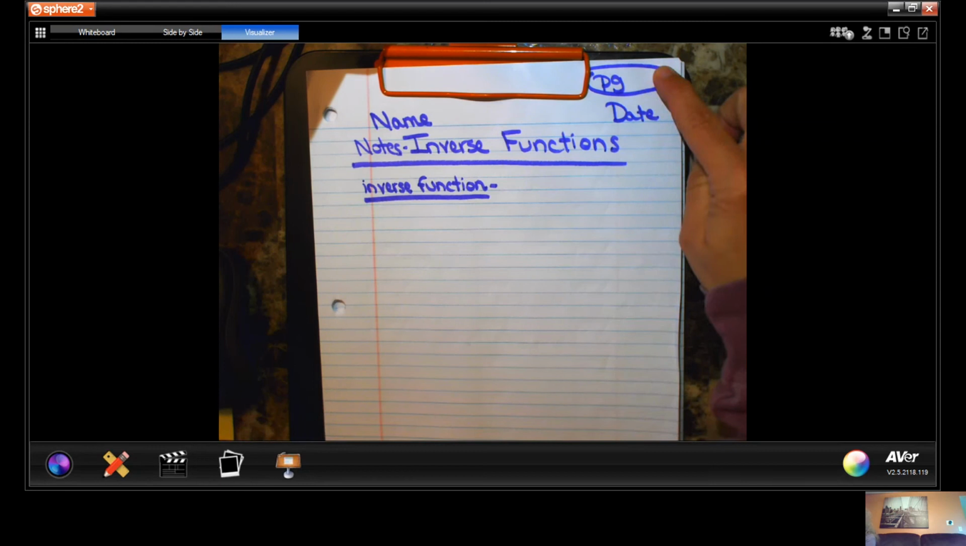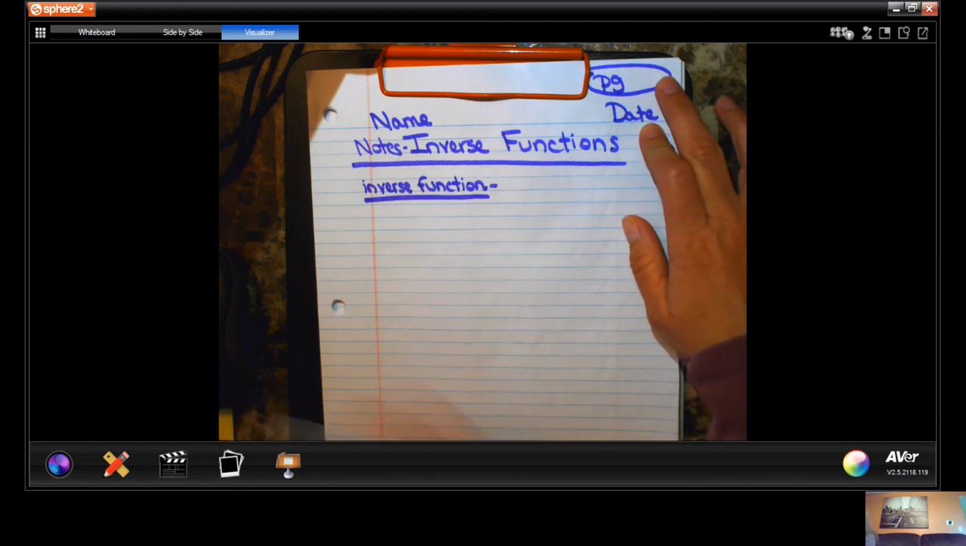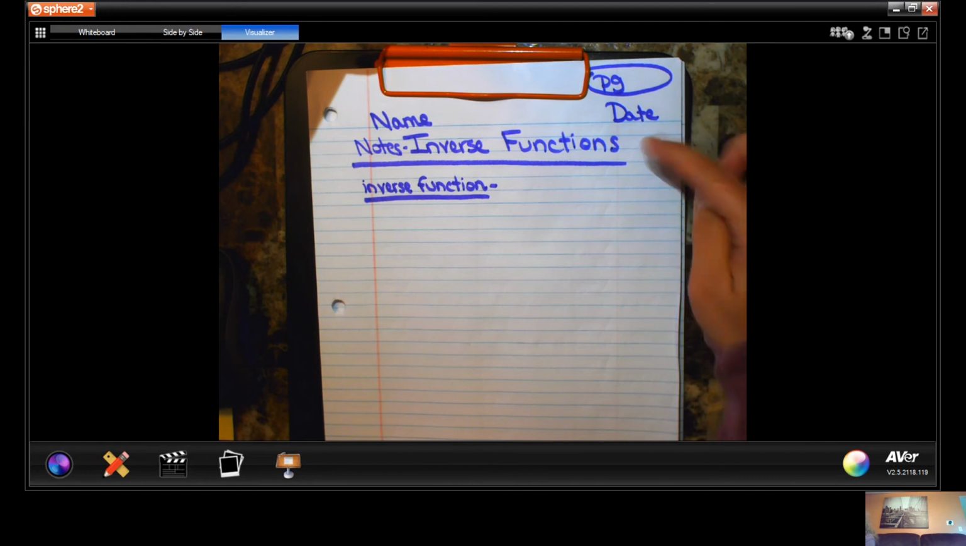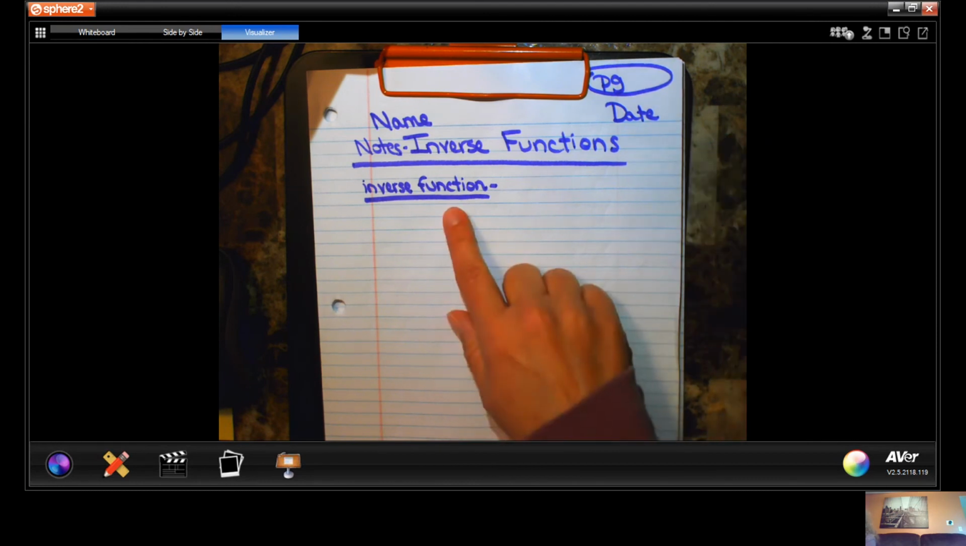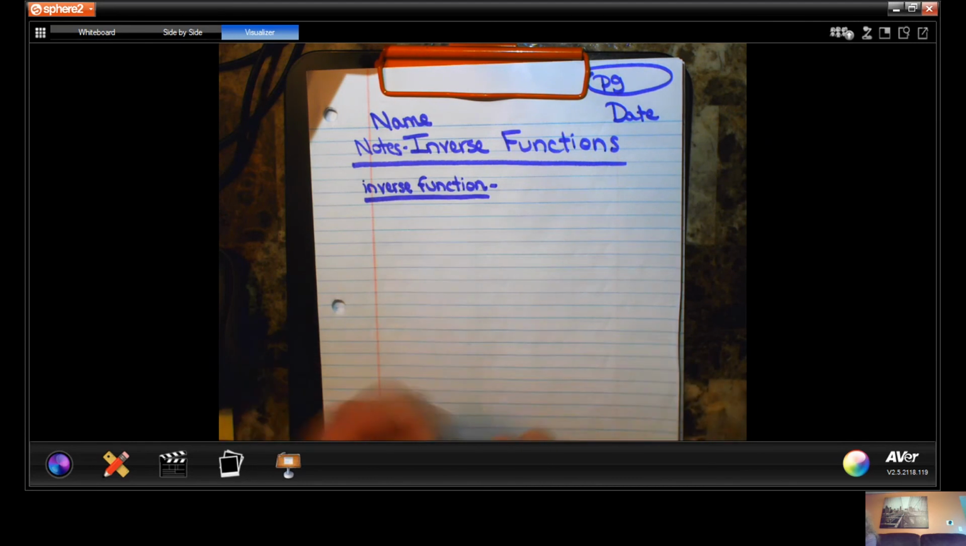Today we're going to talk about inverse functions, so please make sure that you have your page number, the name, and the date. You can always get the page number when you join our class virtually. In the title of the notes, write inverse functions. We're going to start off with the definition of inverse function. If you need to pause the video to get all of this down, please do so.